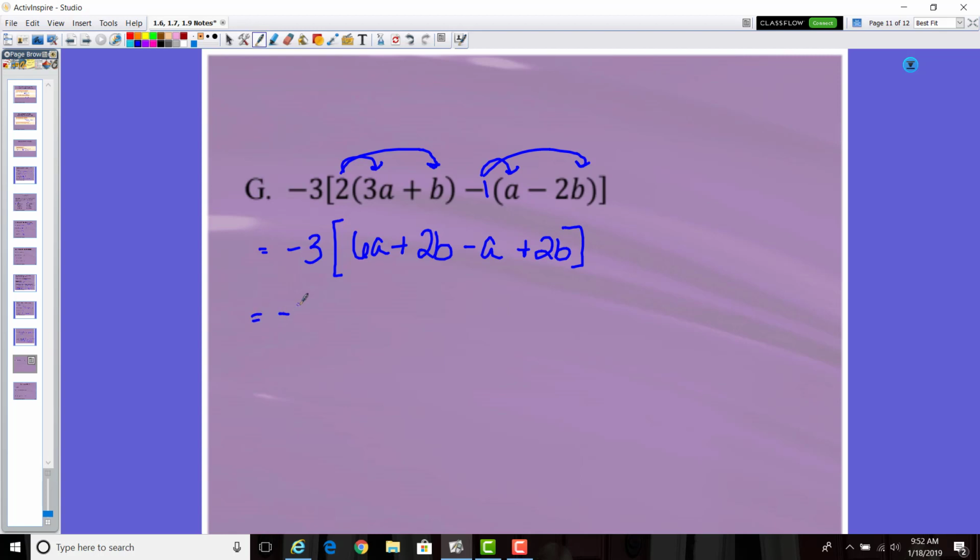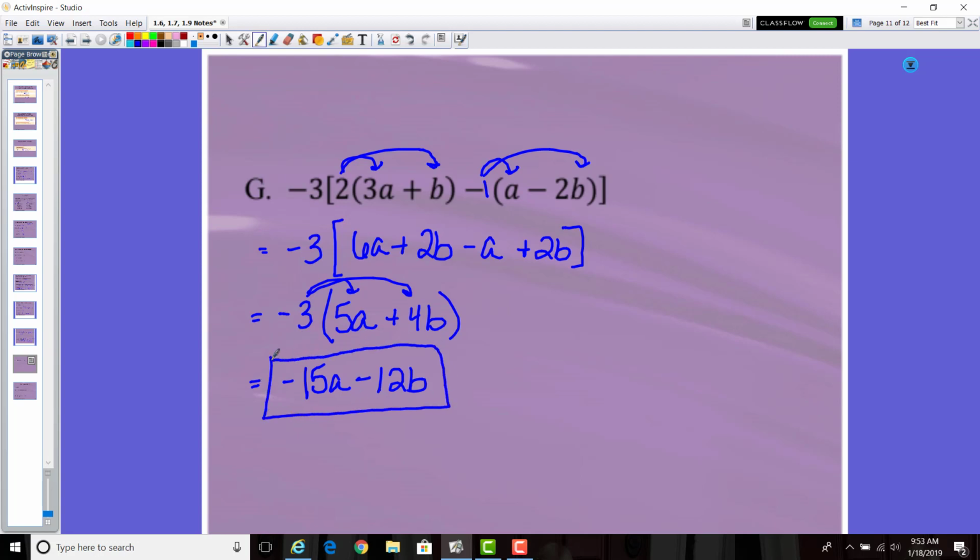Aunt Sally says make sure you always simplify your parentheses or grouping symbols first, so I'm going to combine my a's. 6a minus 1a is 5a. 2b and 2b is 4b. Lastly, we can distribute that negative 3 to get negative 15a minus 12b. Make sure you distribute that negative.